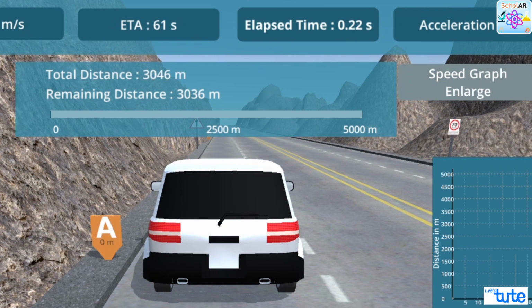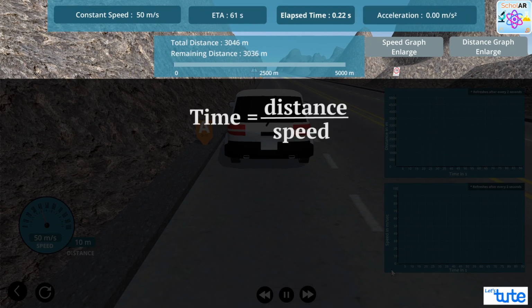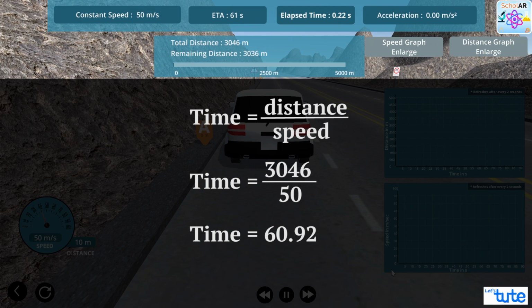Let's pause for a bit and see if the time, distance and speed mentioned here satisfy our formula. Let's try to calculate the time. Well, time is equal to distance upon speed. Here distance is 3046 and the speed is 50 meter per second. On dividing, the answer comes to 60.92 seconds, which is approximately 61 seconds.